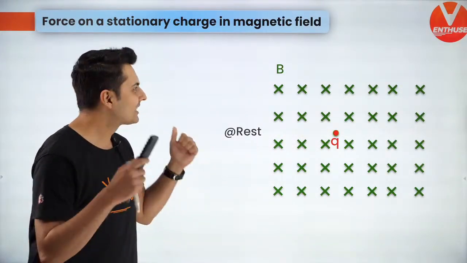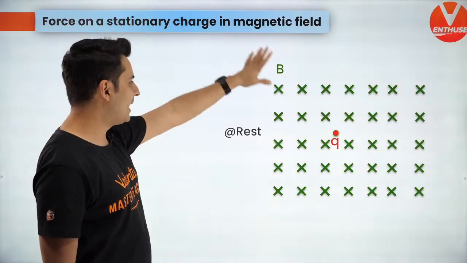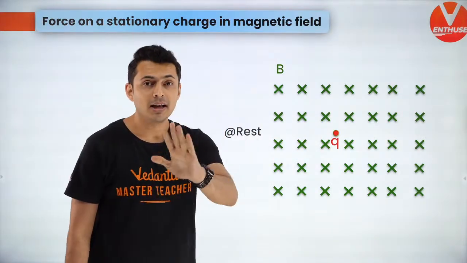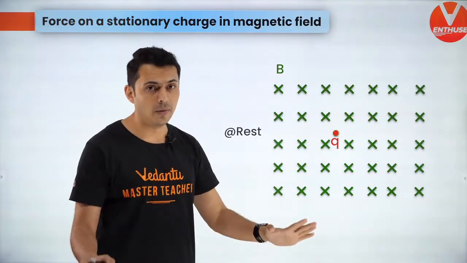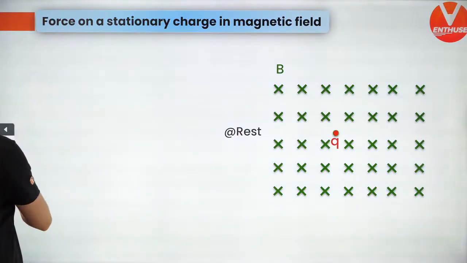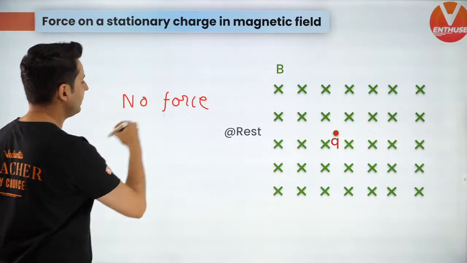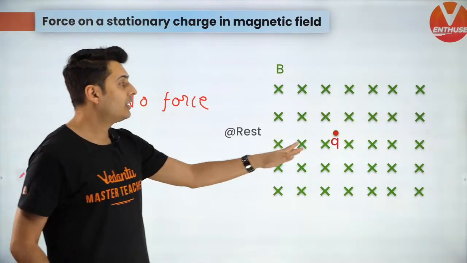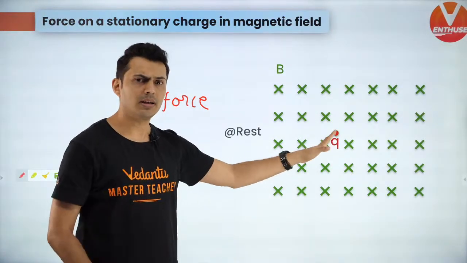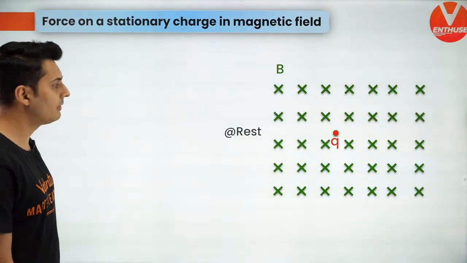All right. So guys, force on a stationary charge in a magnetic field. If you take a charge and place it inside the magnetic field, and you think there will be a force, no, there will be no force on it. A stationary charge at rest inside a magnetic field has no force acting on it. Very important. But remember, if there was an electric field, that electric field would exert a force QE, but a magnetic field will not apply a force. This is what is experimentally found.